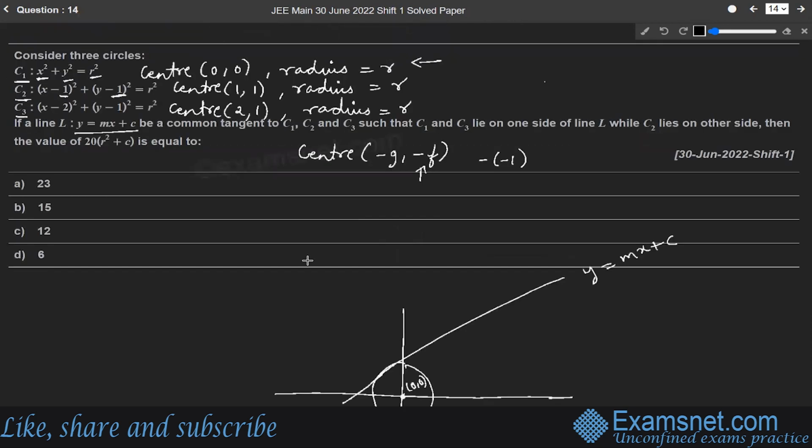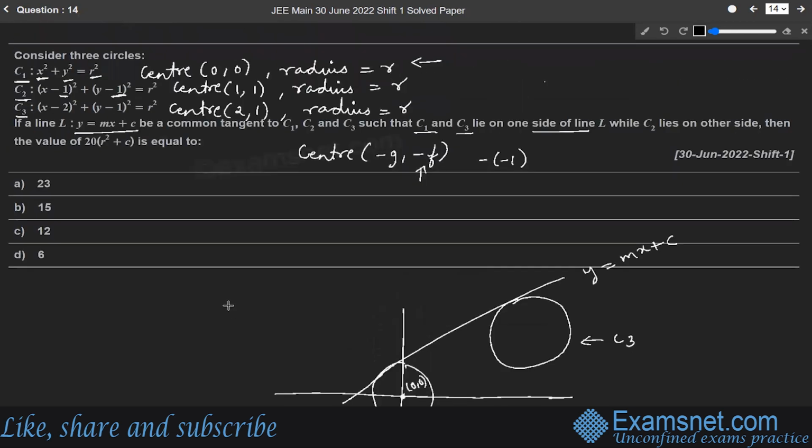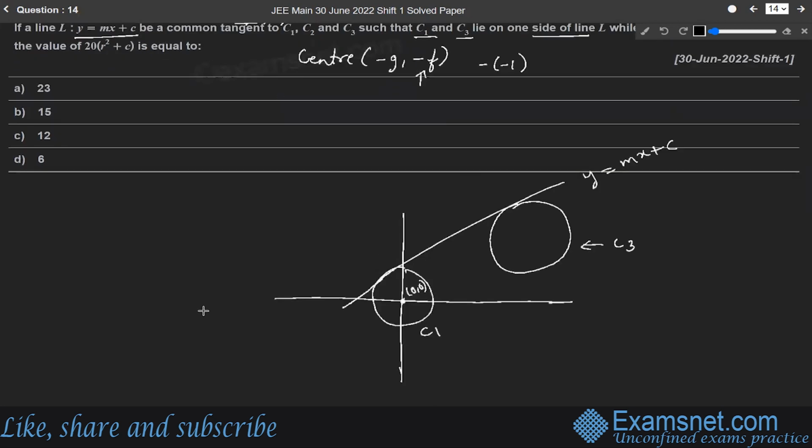Now, again, it is given that C1 and C3 lie on the same side. Okay, means they lie on the one side. So C3 will also lie on this side. So let this circle be C3. Now, for C3, what is the center? Center is (2, 1) and radius is R. Radius is the distance from center to any point on the circle. This is R. Okay. For circle C1 also the radius is R.